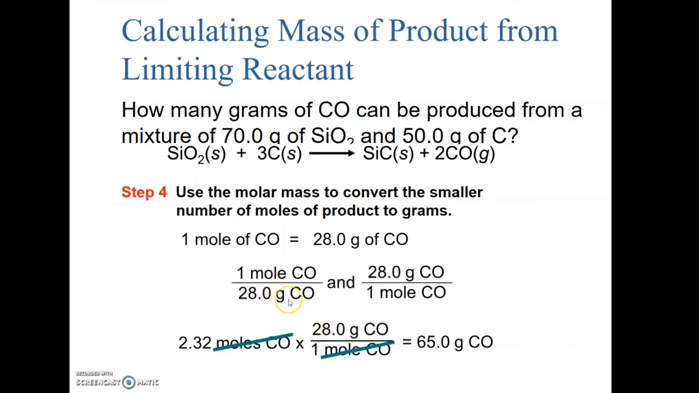Now we can finalize our calculations using the number of moles of the product that was produced from our limiting reactant. The limiting reactant in this problem was determined to be SiO2, and now we can calculate the amount of product, which is carbon monoxide, using the number of moles of SiO2 and get the mass of carbon monoxide.